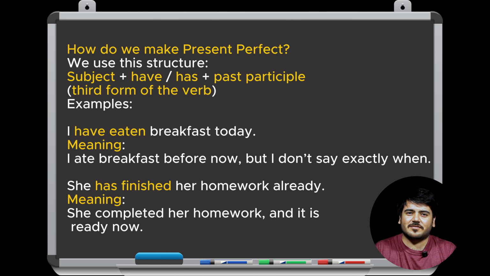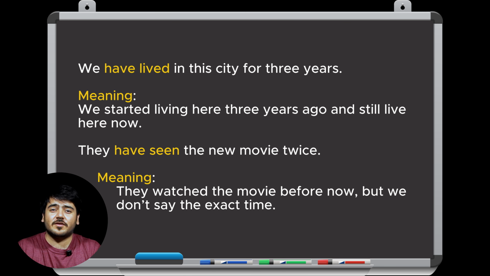Examples: I've eaten breakfast today, meaning I ate breakfast before now, but I don't say exactly when. Number 2, she has finished her homework already, meaning she completed her homework and it is ready now. Number 3, we have lived in this city for 3 years. We started living here 3 years ago and still live here now. Number 4, they have seen the new movie twice. They watched the movie before now, but we don't say the exact time.